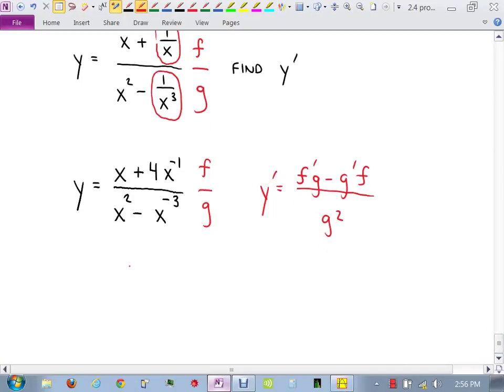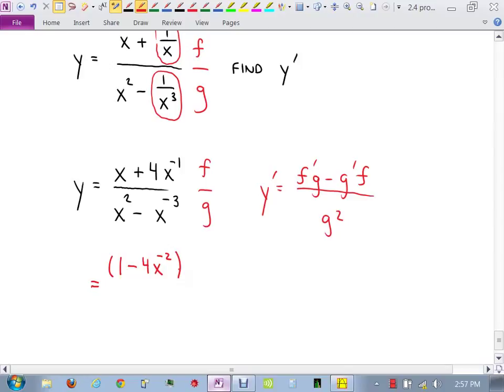What about f prime? Are you going to be able to take the derivative of f, that top, without doing anything too crazy? And those are all power rules, right? What about the g? Power rule, right? So this should be pretty straightforward. Let's see. f prime should be what? 1 minus 4x to the negative 2. Does everyone see that?